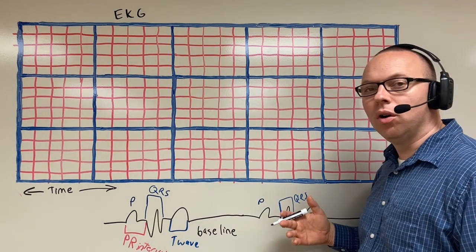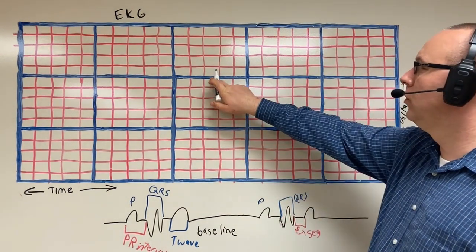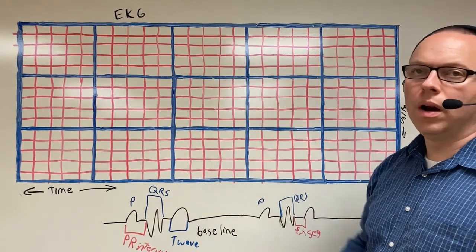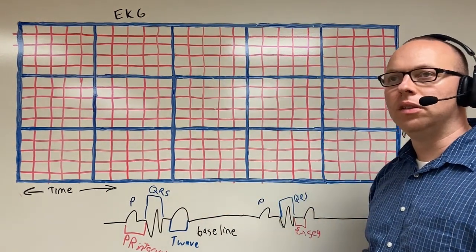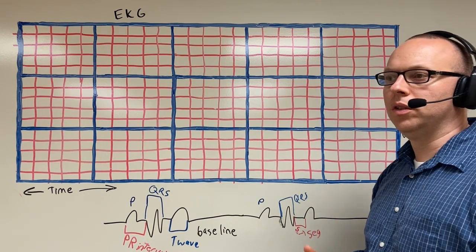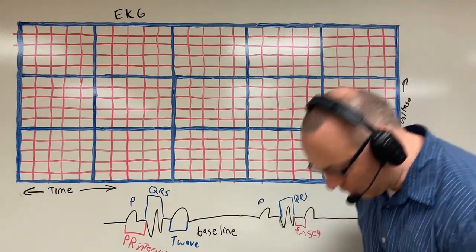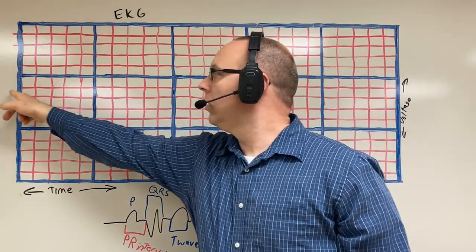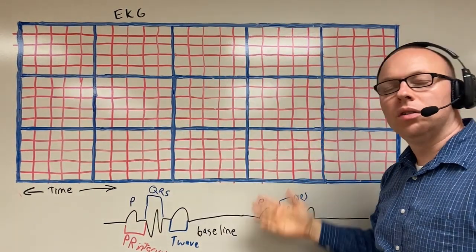Now, we have to call something zero. It doesn't matter if you start here, here, here, here, wherever you start, that's going to be zero in terms of voltage. Same idea in terms of our time. We could start here, here, here, here. You have to call something zero.